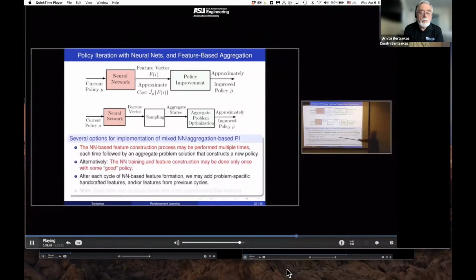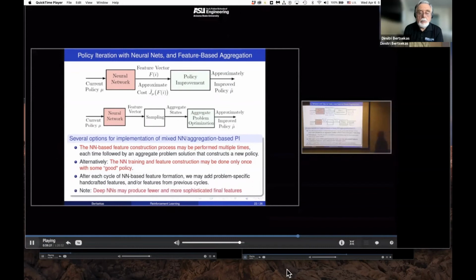I can also add, after the neural network feature formation, problem-specific handcrafted features. I can add features from previous cycles. I can enrich my set of features in a more flexible way than otherwise.